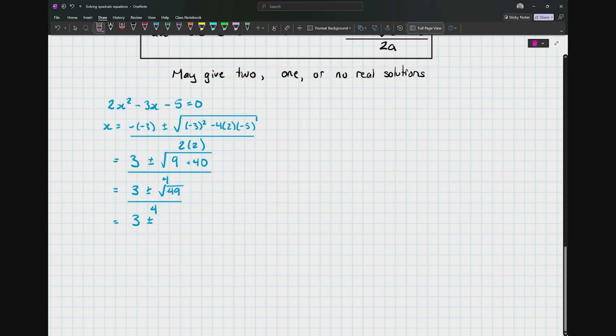Now in this case, that root 49 worked out nicely. That just gives us 7. But you don't always get a perfect square inside there, of course. So it's important to know how to simplify radicals.